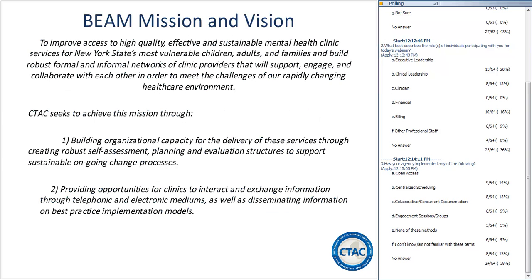So in order to improve access to high-quality, effective, and sustainable mental health clinic services serving the most vulnerable, clinics need to be able to build a network of providers that will support, engage, and collaborate with each other in order to meet the challenges of our rapidly changing environment. What we hope to achieve through this mission is to build capacity for the delivery of services through a self-assessment, planning, and evaluation process to support clinics in achieving ongoing changes and providing opportunities for clinics to interact, exchange information, as well as disseminate information on best practice implementation models.